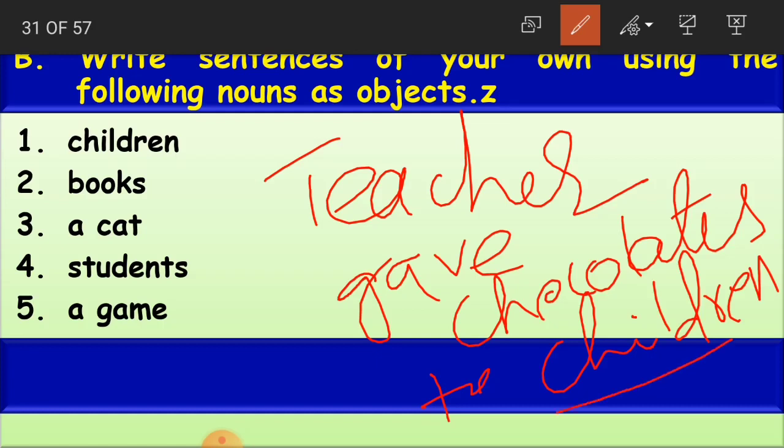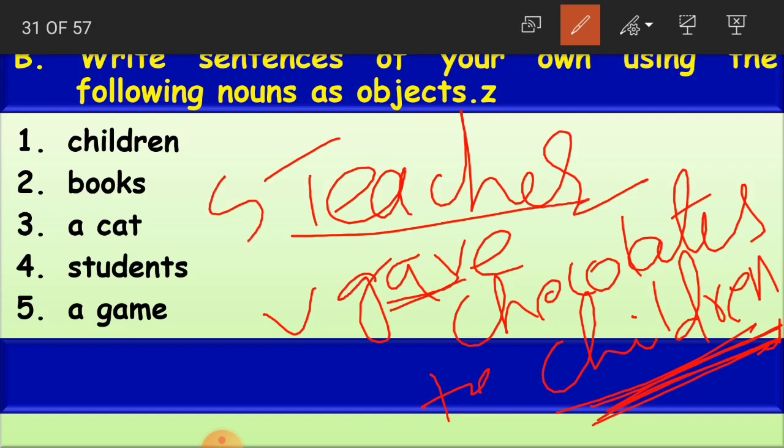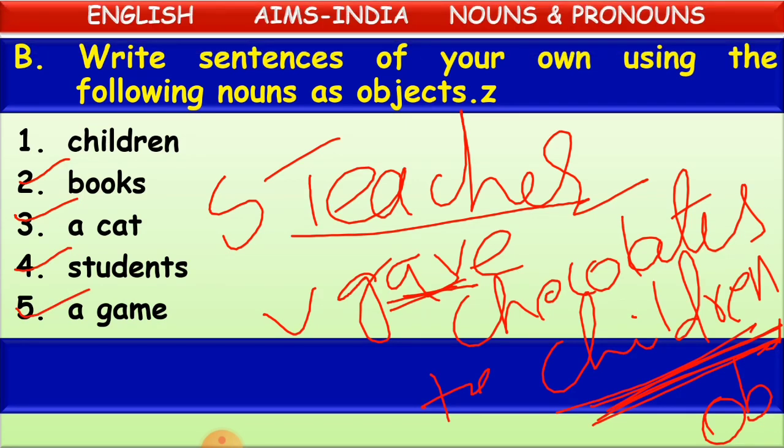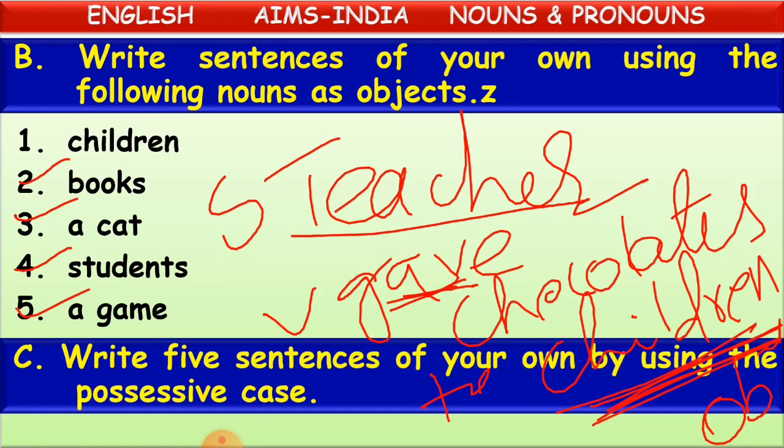So children, what happened here? Children is our object here. Gave becomes our verb. Teacher is subject, gave is verb, children is object. Like this you have to write these nouns as objects and write one sentence. One sentence is enough for all this. Children, clear?